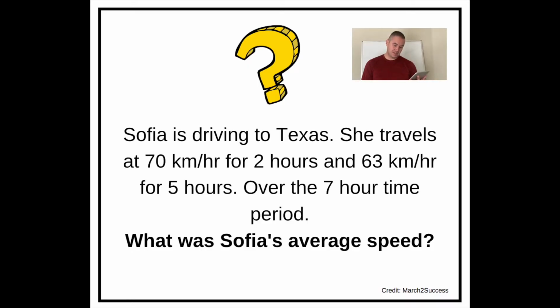So today's question is going to be an arithmetic reasoning question. Sophia is driving to Texas. She travels at 70 miles per hour for 2 hours and 63 miles per hour for 5 hours. Over the 7-hour time period, what was Sophia's average speed?